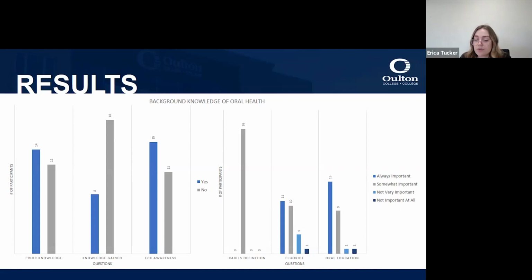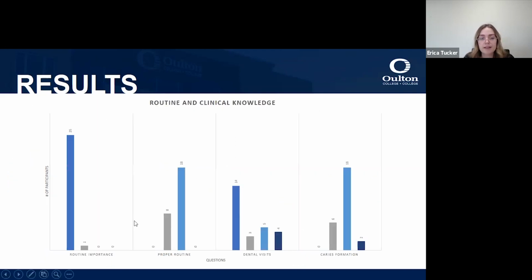And then also the importance of oral education within the program. 15 of them said that it was important to have oral education. 9 of them said it was somewhat important. And then for just a routine and clinical knowledge, we asked them how important they think a routine is for a child. And 25 of them said it was always important.